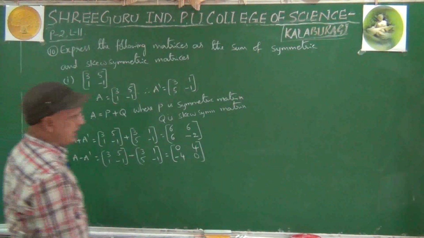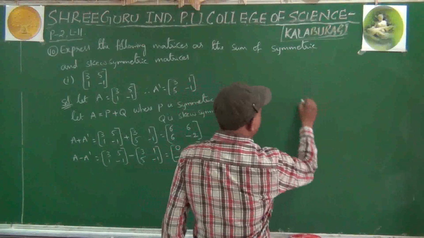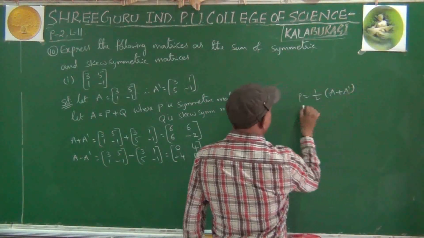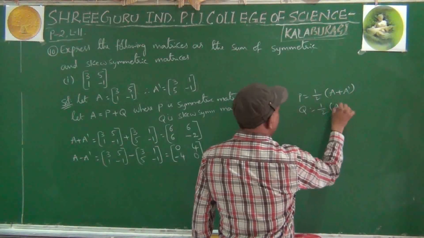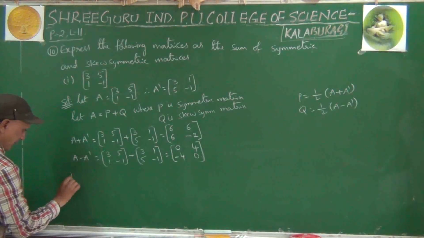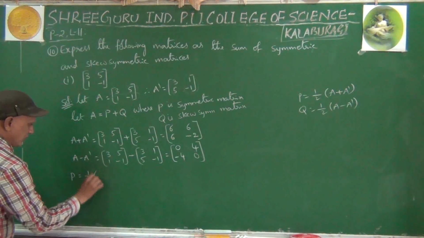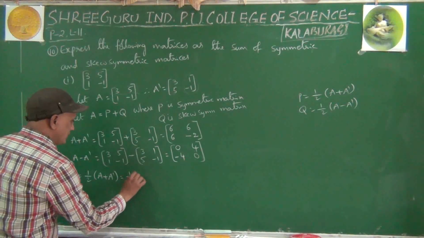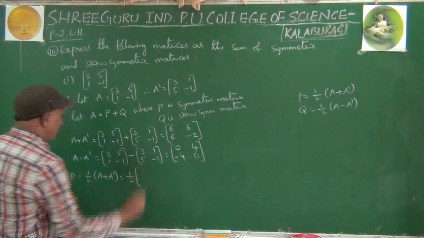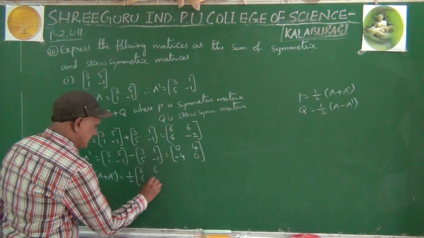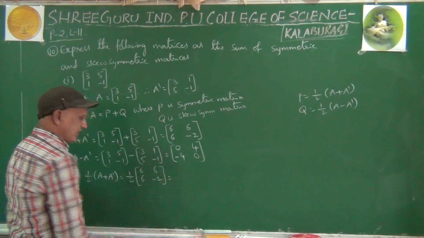Now let us find out P. Just some time back I wrote here P equals, P means what? P means 1 by 2 into A plus A dash. Q means 1 by 2 into A minus A dash. That is the thing we have to find out. Let us find out P. P equals 1 by 2 into A plus A dash, that is 1 by 2 into 6, 6, 6 minus 2.